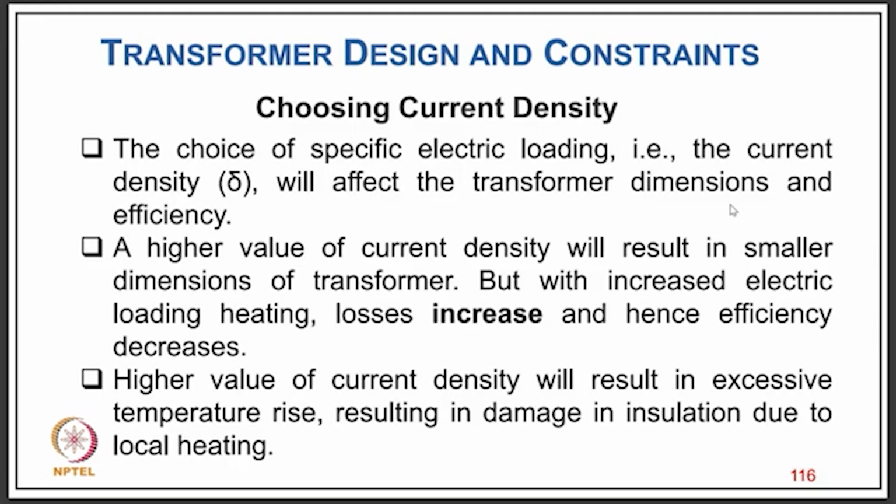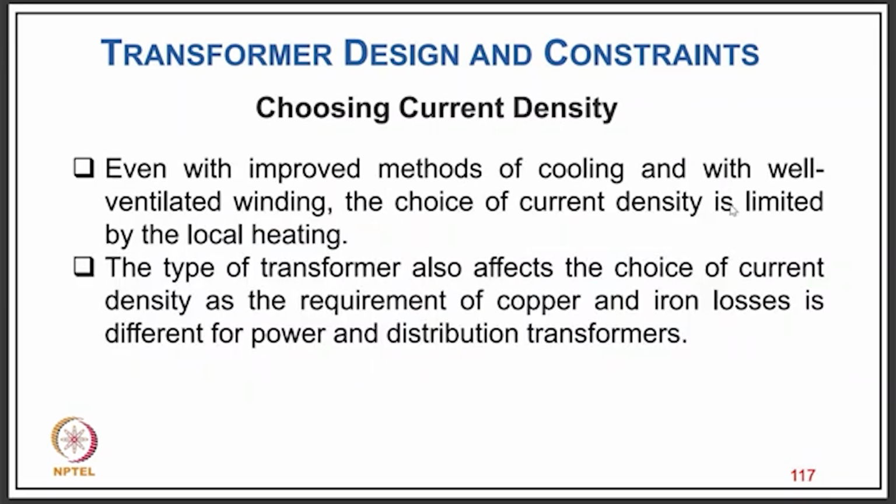Now coming to the selection of current density or electrical loading. The choice of a specific electric loading, that is the current density sigma, affects the transformer dimension and efficiency. A higher value of current density results in a smaller dimension of transformer, but with the increased electric loading, losses increase and the efficiency decreases. A higher value of current density results in a higher temperature rise, resulting in damage to insulation due to local heating. With improved methods of cooling and well ventilated winding, the choice of current density is limited by local heating, and the type of transformer affects the choice of current density, as the requirement of copper and iron is different for power and distribution transformers.